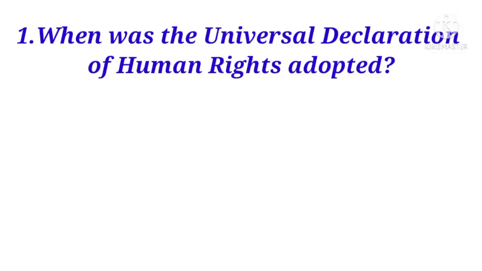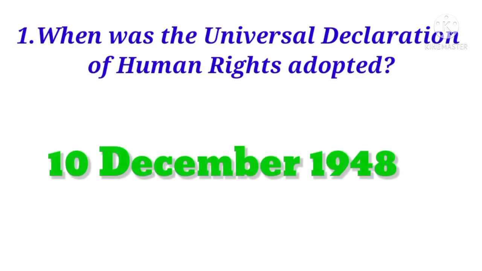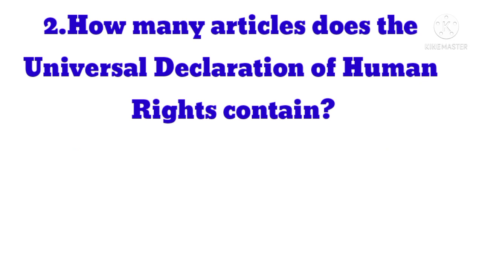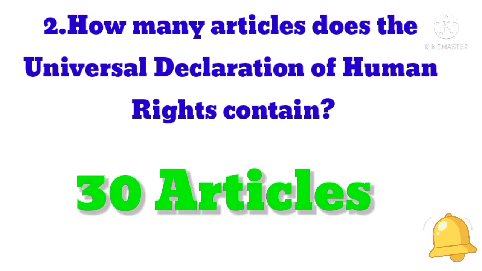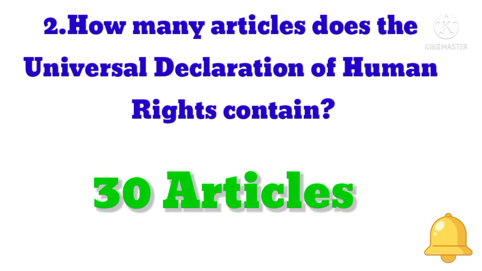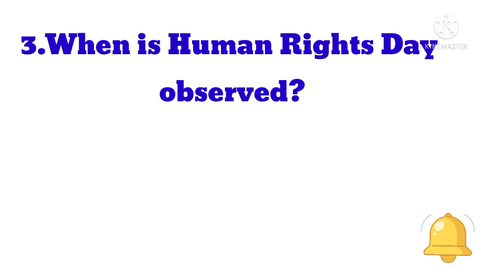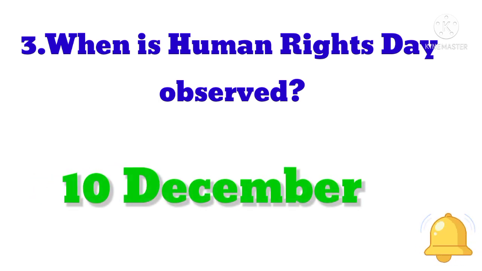When was the Universal Declaration of Human Rights adopted? 10th December 1948. How many articles does the Universal Declaration of Human Rights contain? 30 articles. When is Human Rights Day observed? 10th December.